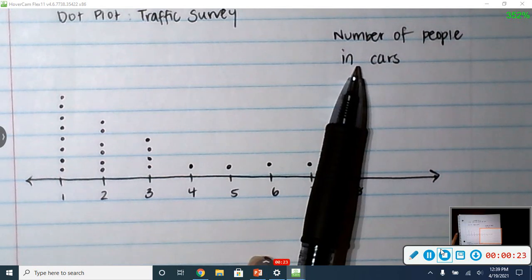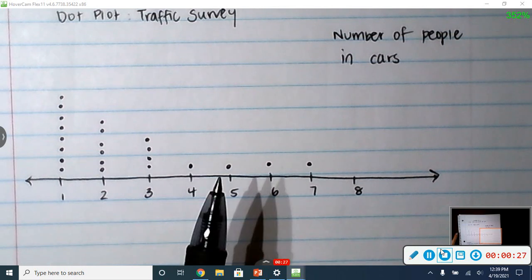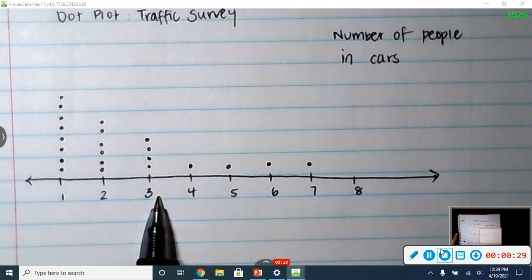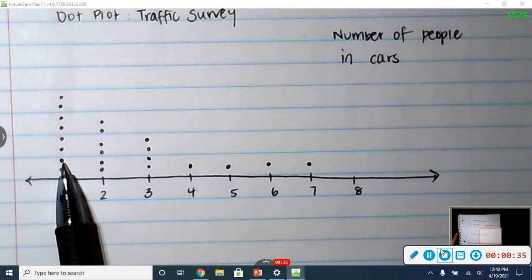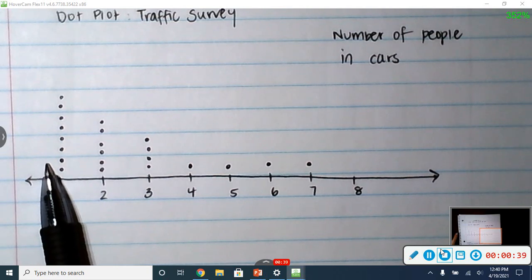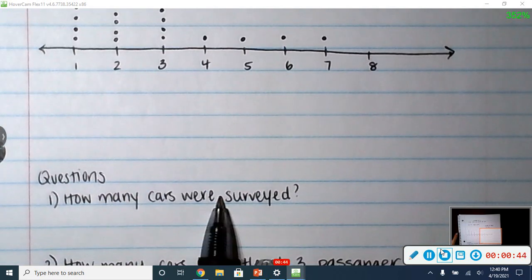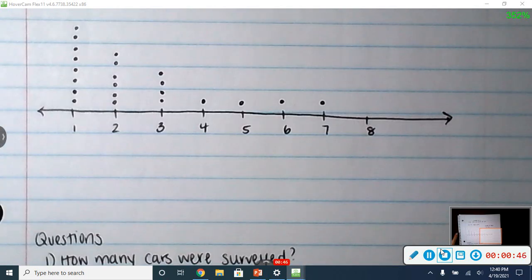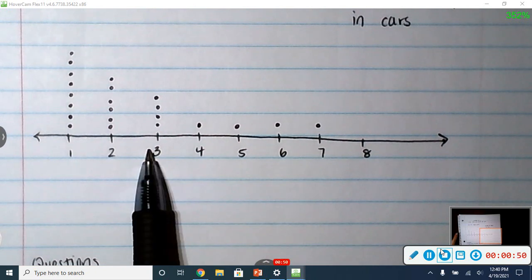So what this means is down here is the number of people. So are there 4 people in the car, 3 people, 2 people, 1 person in the car? Then each of these dots here show how many were surveyed. So if we were to answer the first question, which is how many cars were surveyed, in order to figure out how many, we would just count up the total number of dots.